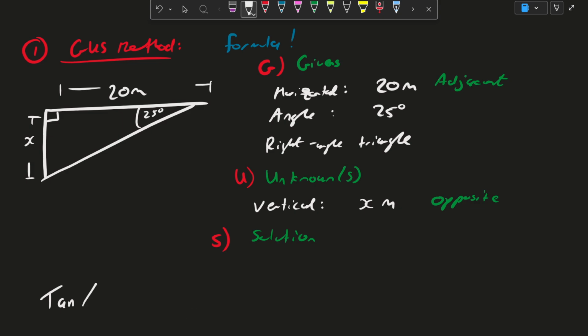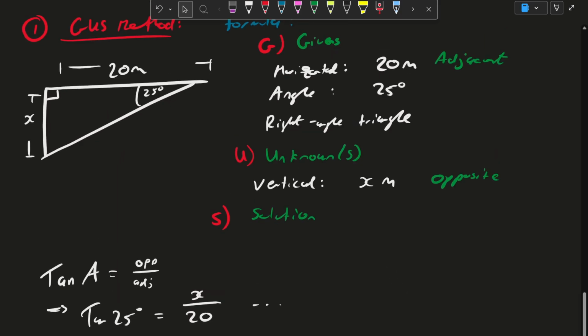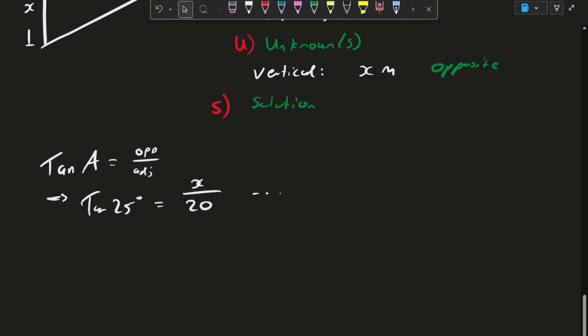So tan of our angle is the opposite over the adjacent. And then from here, I'll just fill in the basic information. So we have tan of 25 degrees is the opposite x over the adjacent 20. And then from there, you can easily find out what x is. So that's the GUS method: givens, unknowns, and solutions. And it works well for any question that usually involves one or two formulas.